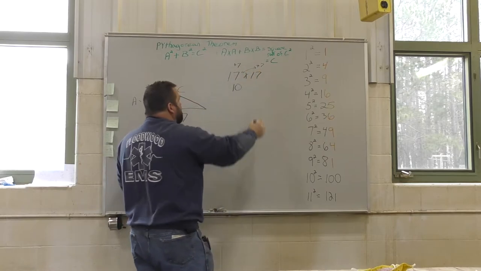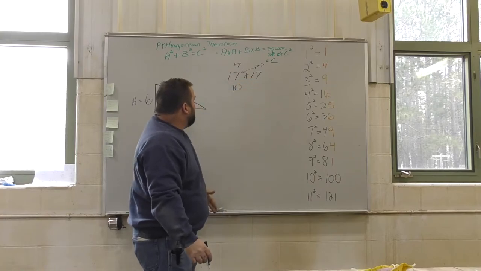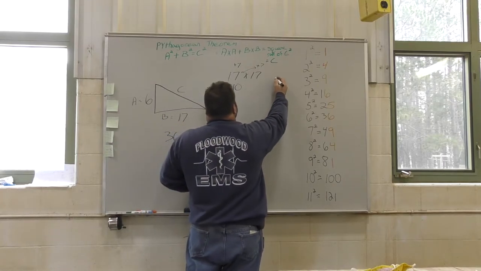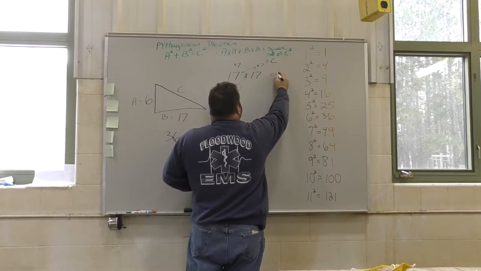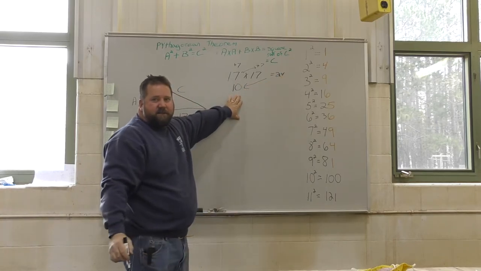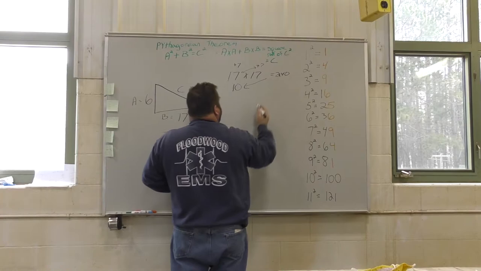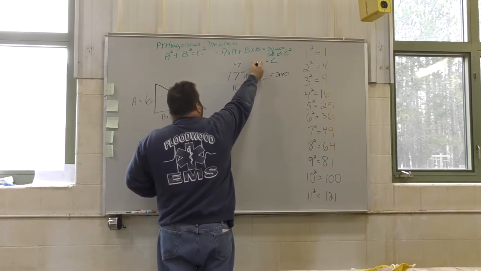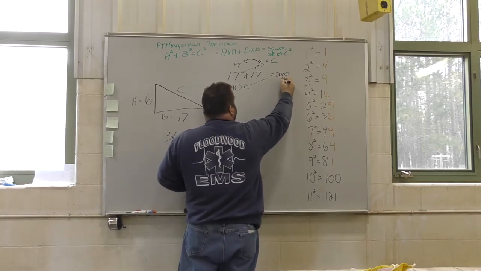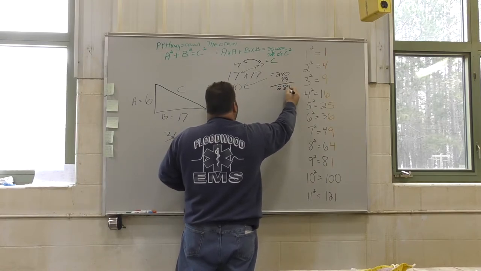It doesn't matter which direction you add. If you add diagonally this way or diagonally this way, you're going to come up with the same answer. 17 plus 7 is 24. And then you're going to multiply it by whatever your base is. When it's 10, it's pretty simple because all you're doing is adding a 0. So we have 240. Now we multiply these two numbers together. 7 times 7 is 49. You're going to add that to the 240, and you end up with 289.